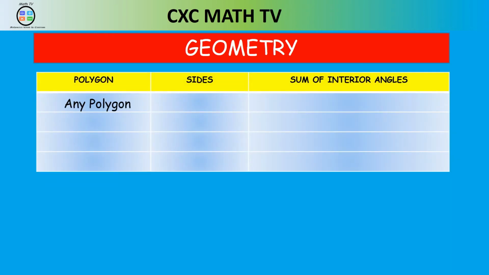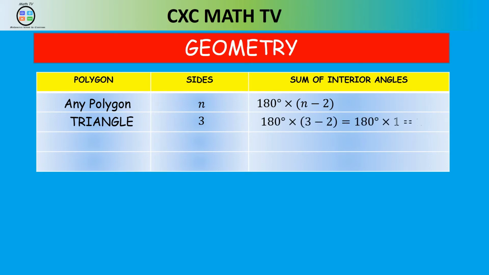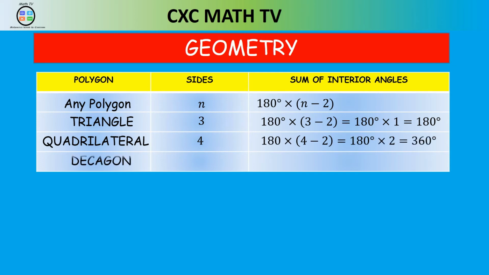For a triangle, it has 3 sides. The sum of interior angles is 180 times 3 minus 2, which works out to be 180 times 1, which is 180 degrees. A quadrilateral, 180 times 4 minus 2, which works out to be 180 times 2, which is 360. What about a decagon? 10 sides. What would be the sum of interior angles? 180 times 10 minus 2, which is 180 times 8, which is 1440 degrees. Beautiful.